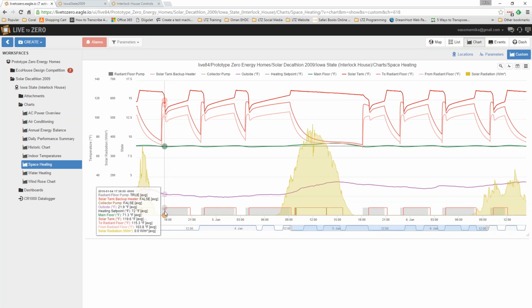At the bottom here, the gray areas indicate when the pump that supplies water to the radiant floor is operating.